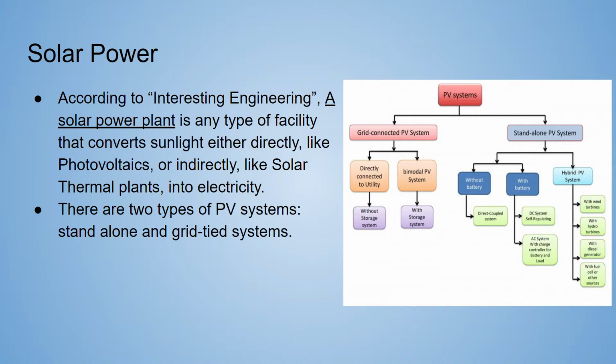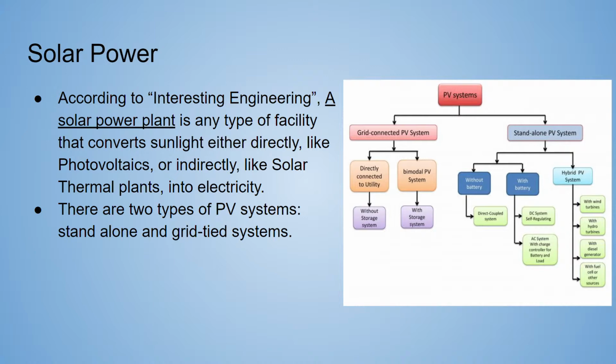So a PV system can be grid connected or standalone. Grid connected is usually directly connected to the utility or a bi-modal PV system. The bi-modal has a storage system, and the directly connected to utility doesn't have a storage system.